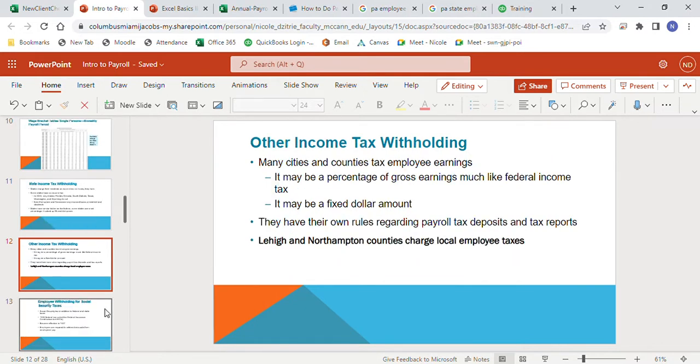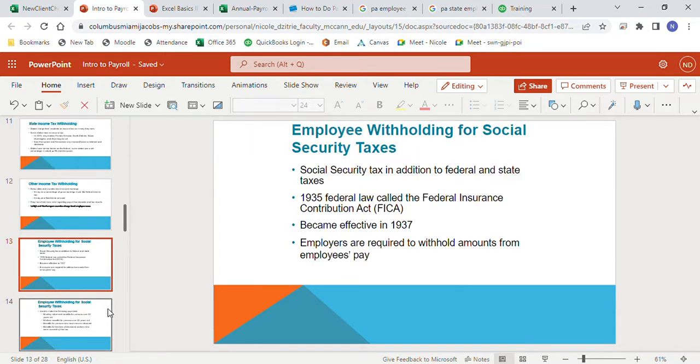Other income tax, you could have from local municipalities. Where I'm at in Pennsylvania, we have Lehigh County and Northampton County. Most of my students live there. That's why I use that as an example, and I have the students look it up and see what percentage they have to pay for their local municipality tax. Sometimes it could be a fixed dollar amount, or sometimes it could be a small percentage. Again, you would need to do the homework and see what you need to take out of your employee for your local area.